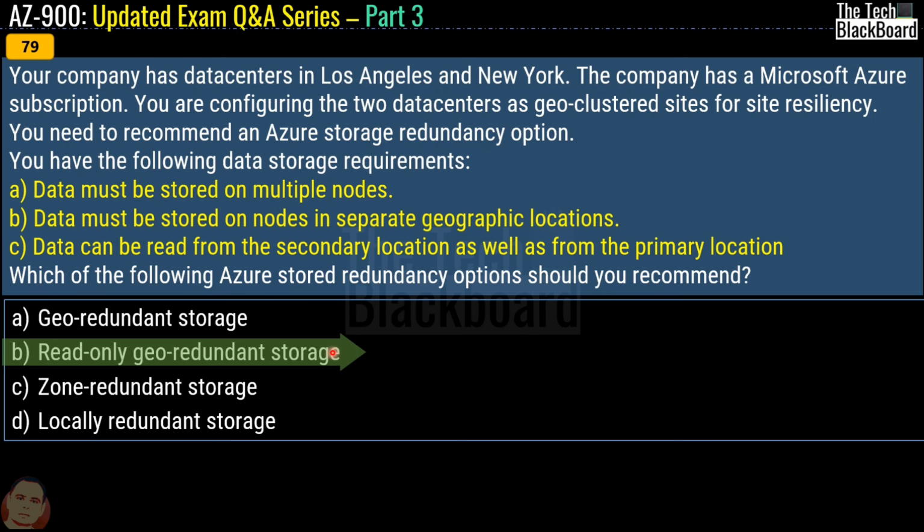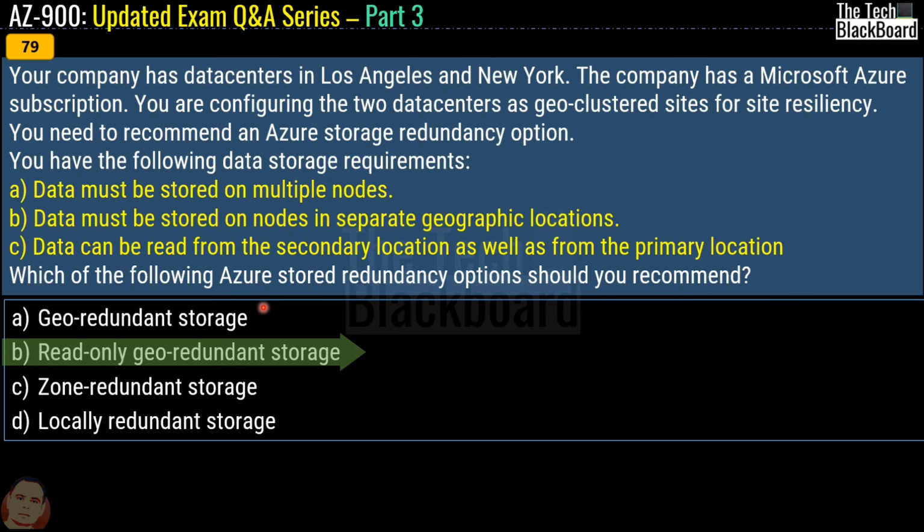So once you have enabled this feature, the secondary location may be used to achieve higher availability in the event the data is not available in the primary region. And that's exactly one of the requirements of this question. So this is the logic behind choosing read-only geo-redundant storage over geo-redundant storage. In case you still have any confusion on this question, do let me know in the comment section.